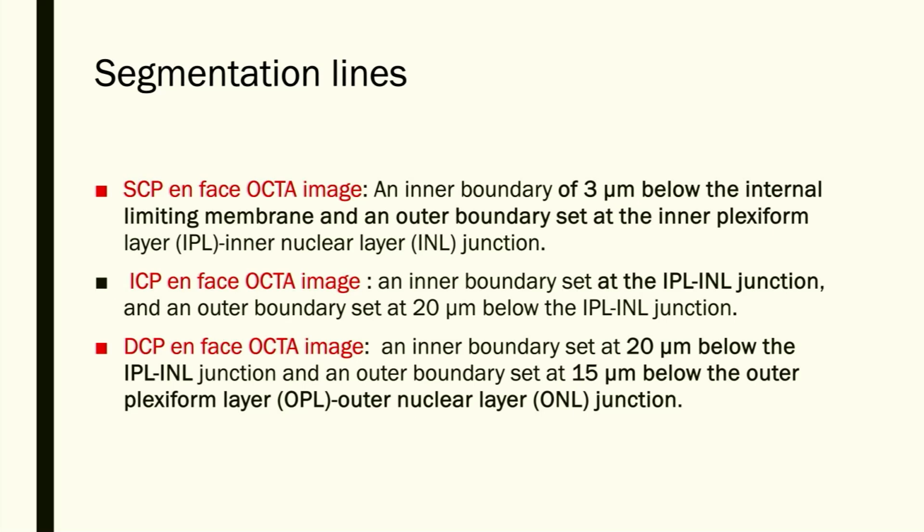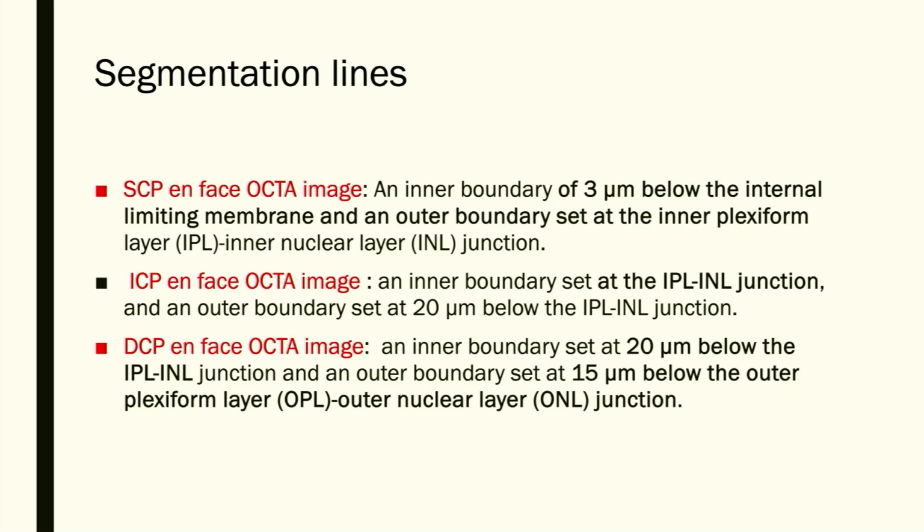When I interpret, I just remember superficial plexus is just below the nerve fiber line. The intermediate is on the inner side of the inner nuclear layer, and deep is on the outer edge of the inner nuclear layer. So this is grossly, you have to know, Dr. Gauri told you where the inner nuclear layer is.